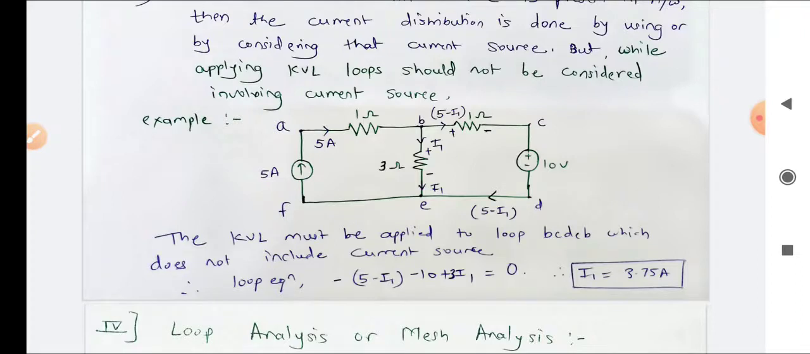Okay, this is all about the concept of loop current and the KCL, KVL theorem. Thank you.